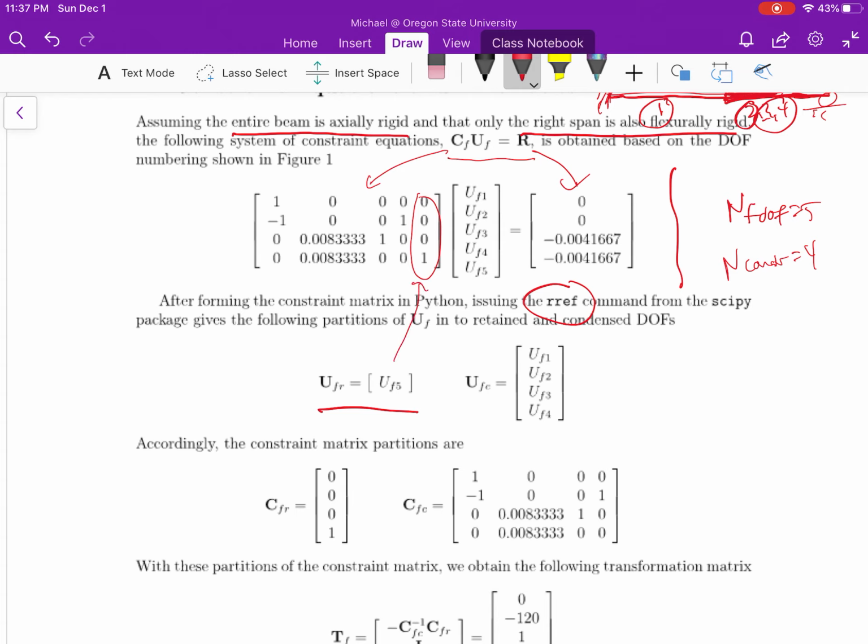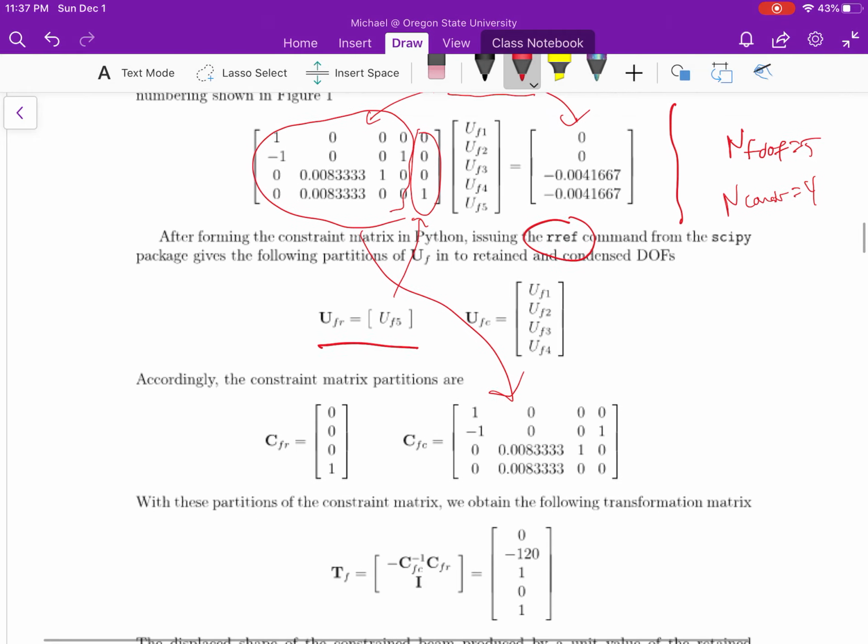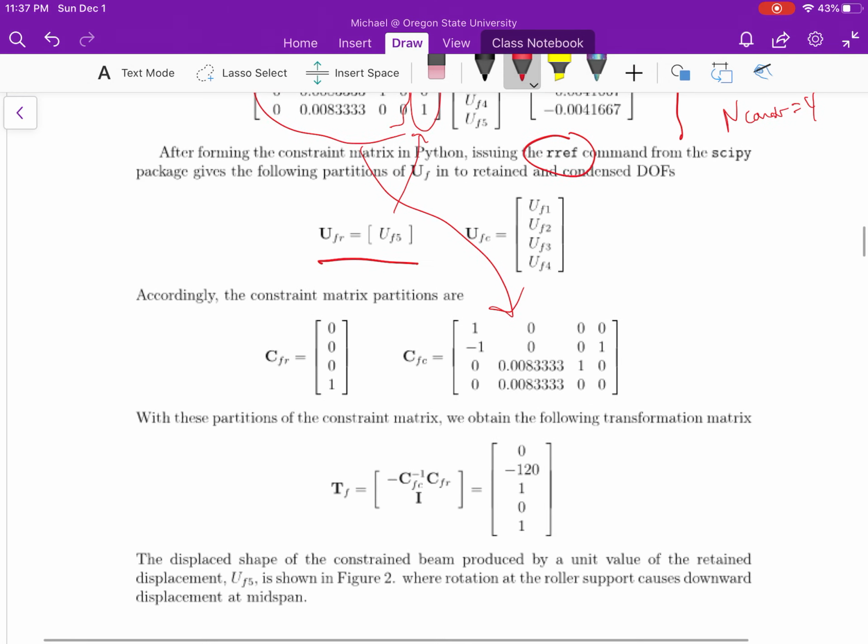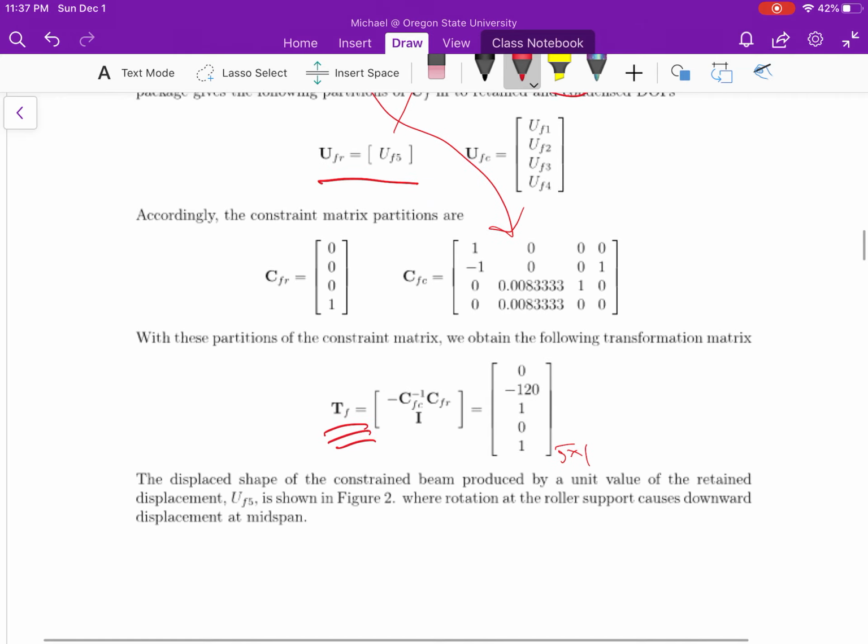Okay, so then this becomes CFR, and then the remaining 4 columns of CF go into CFC. And then with those partitions of the constraint matrix, we can use more algebraic operations in Python and get the following transformation matrix, which is 5 by 1. There are 5 unconstrained degrees of freedom and 1 retained degree of freedom. So that's why it's 5 by 1.